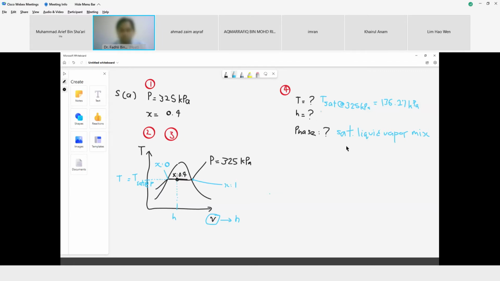For the case of a saturated liquid vapor mixture, the equation for the property is h equals hf plus x hfg, right?